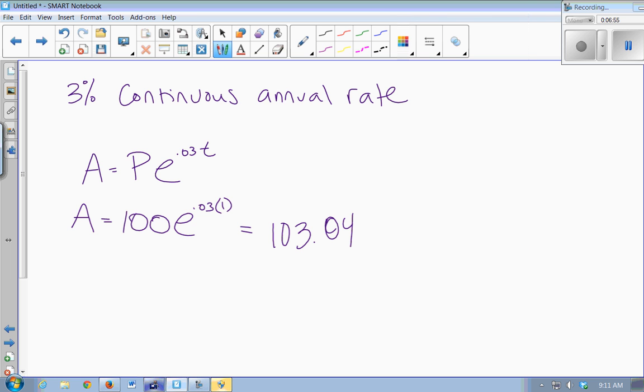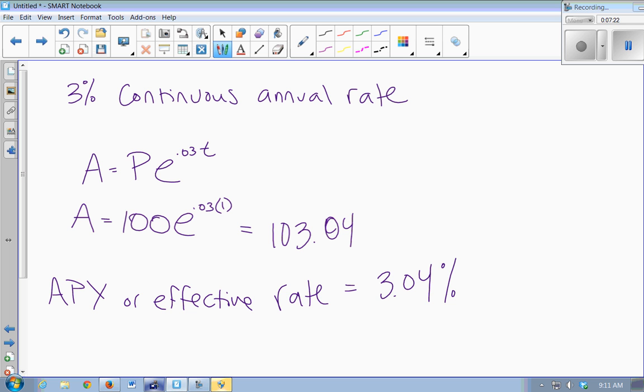So what is the percent increase on this bank account that started with $100 and finished with $103.04? 3.04%. So my APY, or my effective rate, is actually 3.04%. Okay. So my continuous annual growth rate is 3%, but effectively I make more than 3% because of the continuous compounding, because you make interest on the interest.